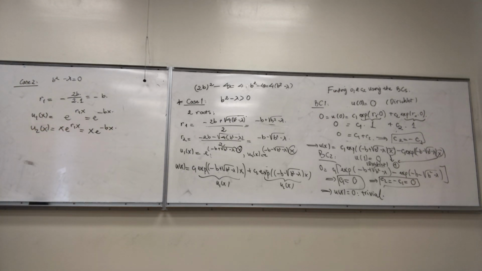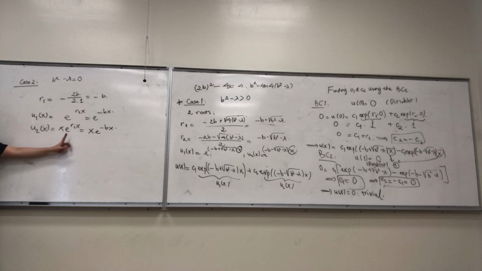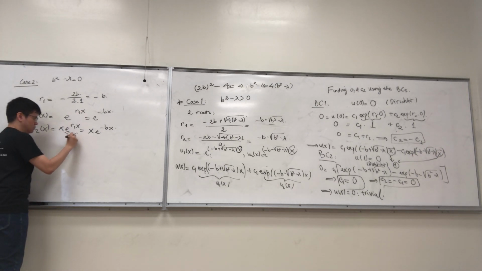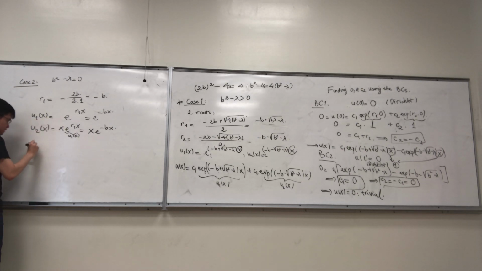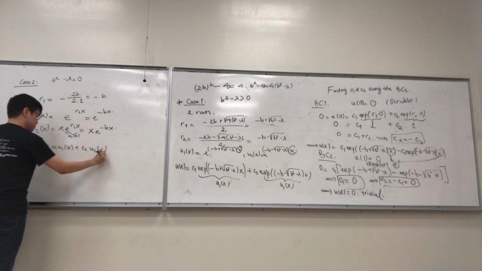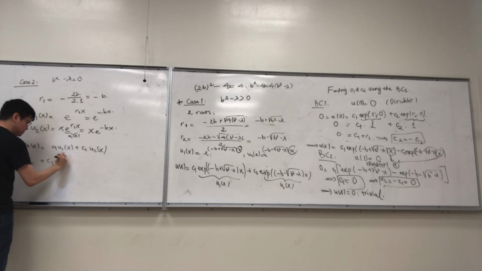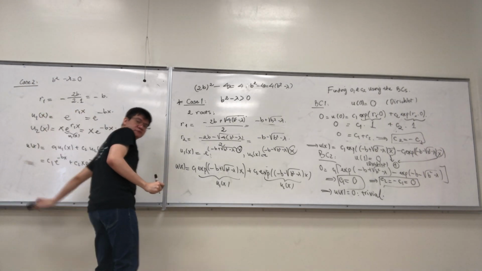Right? So in this case, you use a table. You find that there is one repeated root, which is minus b. So the two solutions will be e to the r1 x, so this is e to the minus bx, and the second one will be x times u1. So you have x e to the power minus bx. Alright? Now, the general solution will be c1 u1 of x plus c2 u2 of x. So you have c1 exponential of minus bx plus c2 x e to the power minus bx. Alright? Questions?